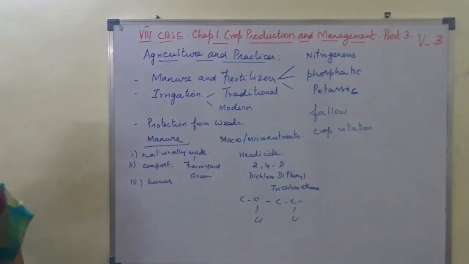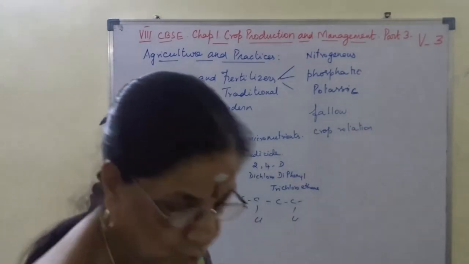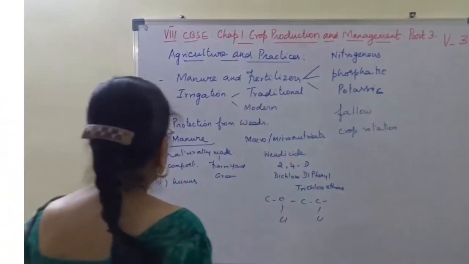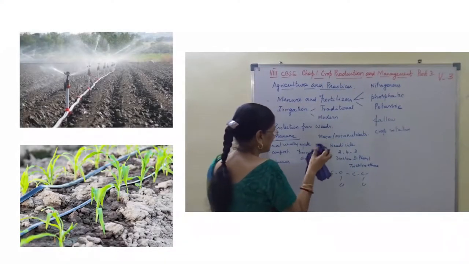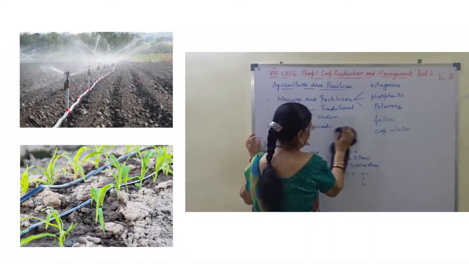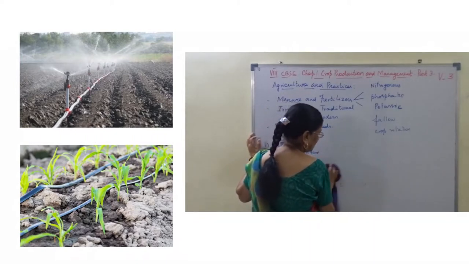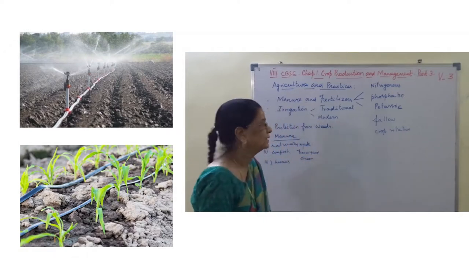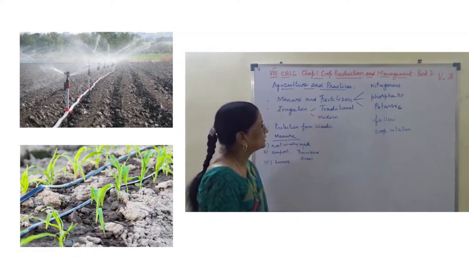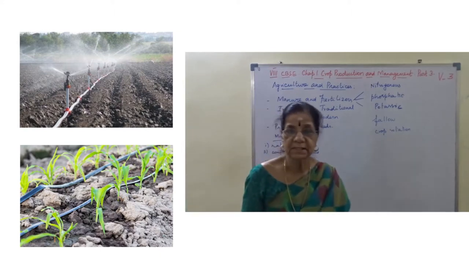Right? The next one, I will tell you. Next here it is irrigation. What is irrigation? Watering the plant is called irrigation. Watering the plant is known as irrigation.